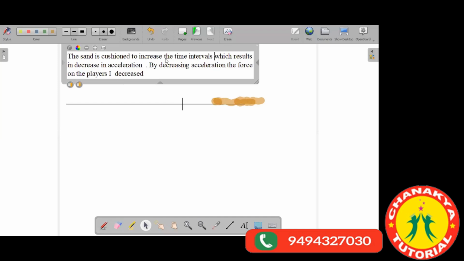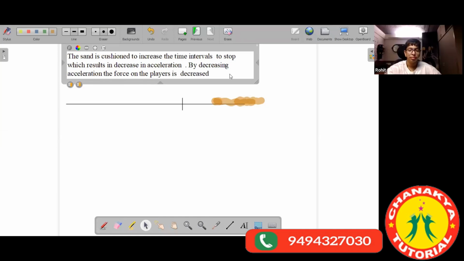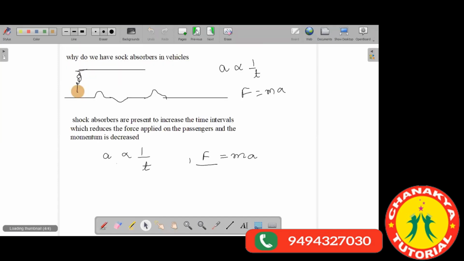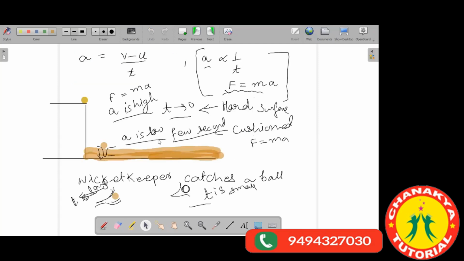Okay. So one thing you can add here, just a small point: the time interval to stop. Which results in decrease in acceleration. By decreasing acceleration, the force on the player is decreased. Got it? So see, the questions are different, but all their answers are the same. For this one, the answer is the same. For this one, the answer is the same.